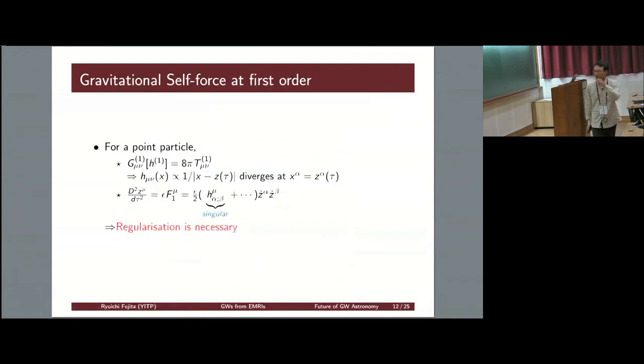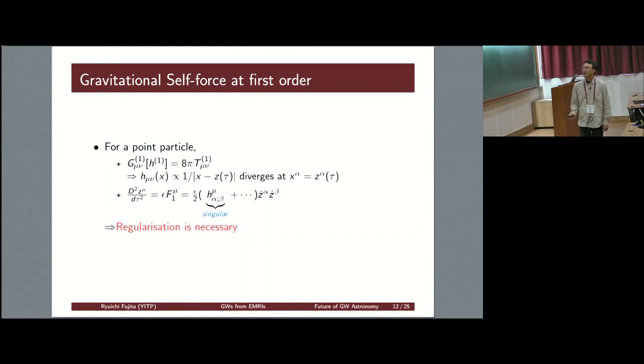Then next, I will change the subject to the conservative self-force at the first order. For the point particle at first order, the Einstein equation will take this form.